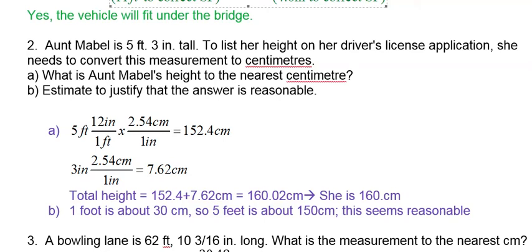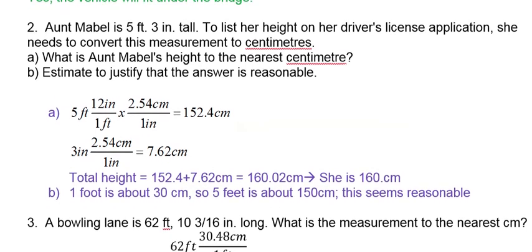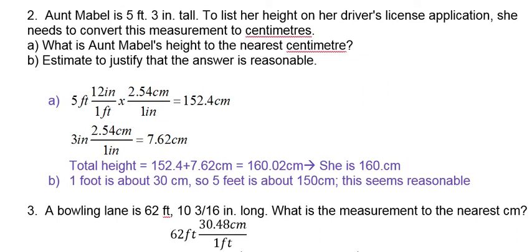So the bowling lane, 62 feet, 10 and 3/16 of an inch long. What is the measurement to the nearest centimeter? So this one again, I took my feet and converted to centimeters, and I see this time I did the one-step one. So feet cancels feet, we're left with centimeters. And then I added, I'm missing a piece of information here, because I don't have what that equals. So that's 1889.76 centimeters.